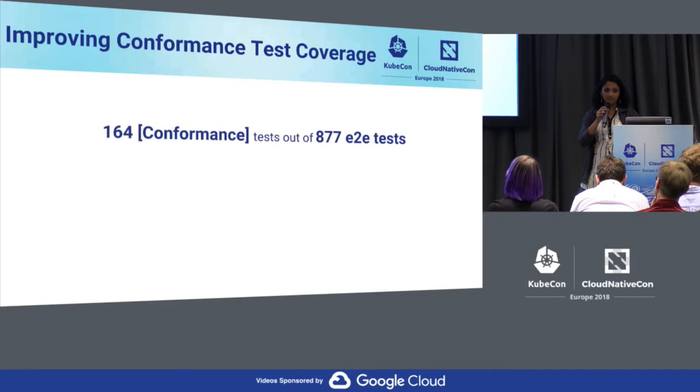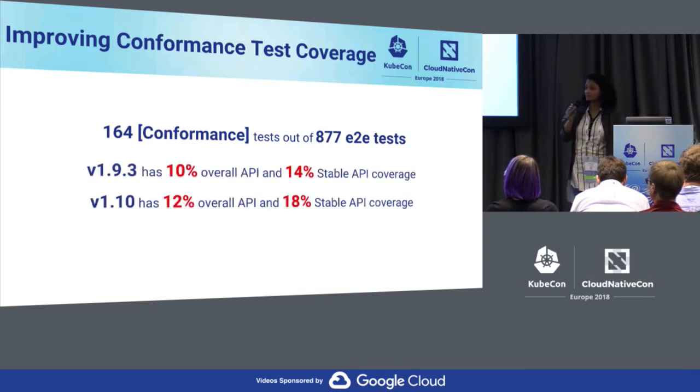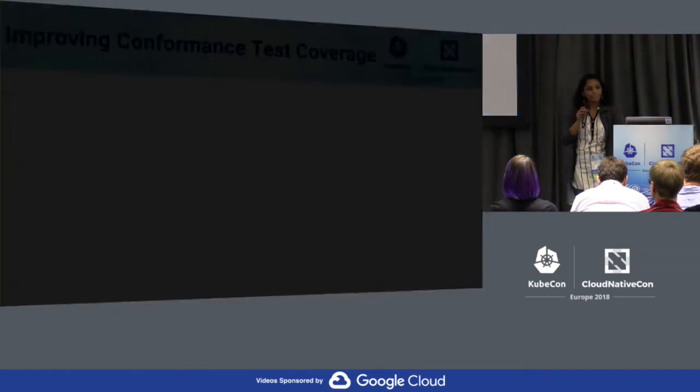And the second mission is to increase the conformance test coverage itself. Right now, these are our coverage numbers. In 1.10, we only have about 18% of the stable API covered. While this is a good trend, the baseline is still pretty low, and we want to drive the coverage number higher to be able to confidently certify any provider.